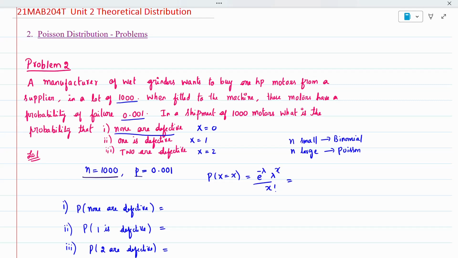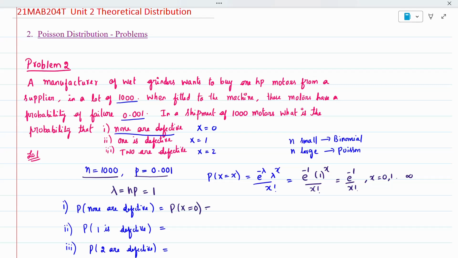n and p are given, so we have to convert it into lambda. How can I convert? Lambda equal to np. Multiply both: 1000 into 0.01 is nothing but 1. Lambda equal to 1. So e to the power minus 1, 1 power x, anything power 1 is the same, divided by x factorial, where x equal to 0, 1, 2, etc. till infinity.